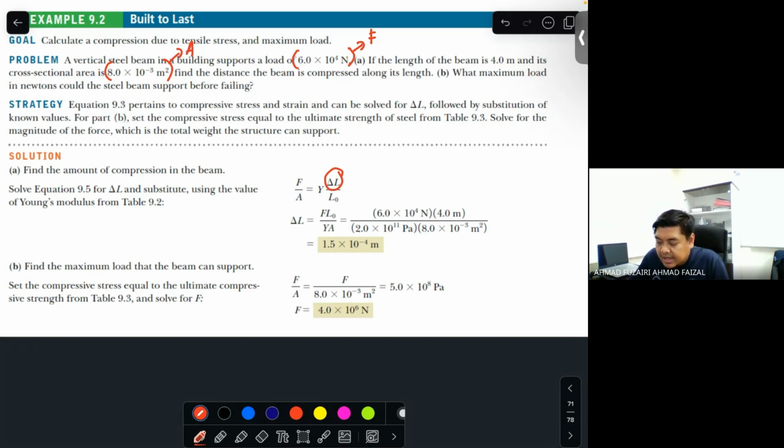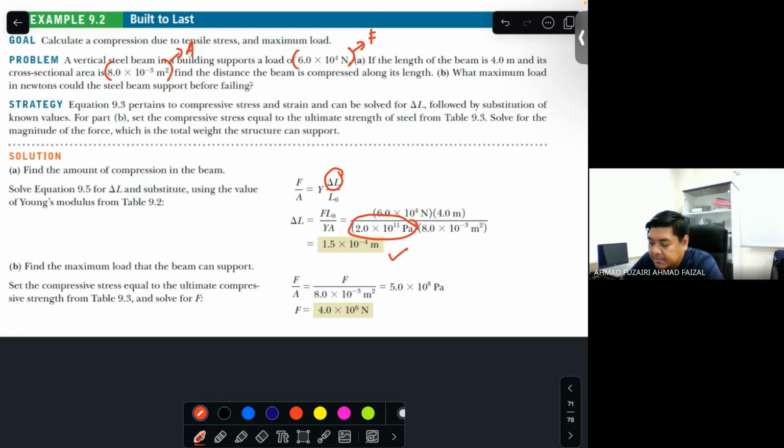It's stated here as 2 times 10 to the power of 11 Pascal. You need to refer to the table, or in your final, you can refer to the question, maybe it's given in the questions. So what is delta L? From the calculation, you get 1.5 times 10 to the power of negative 4 meters. A very small change, but a very significant one.